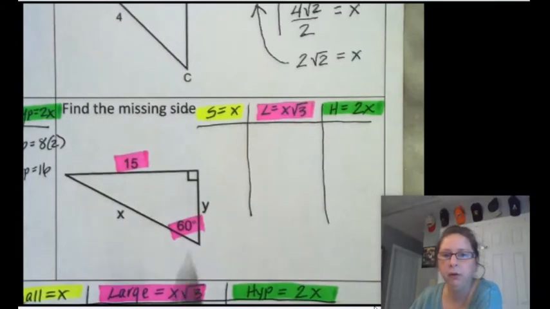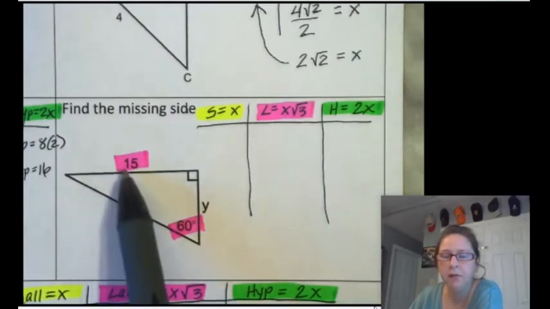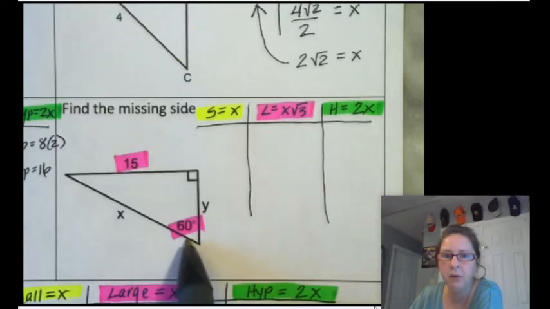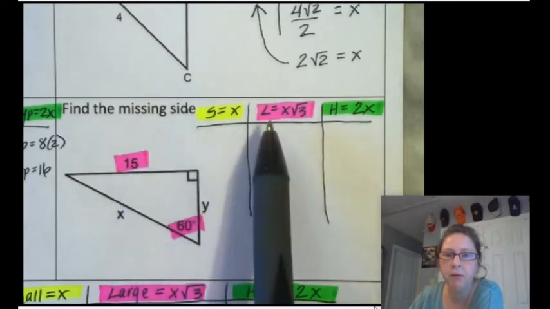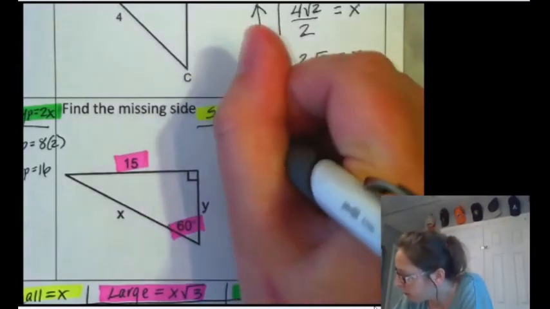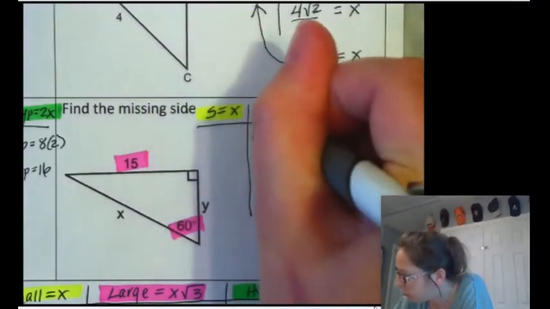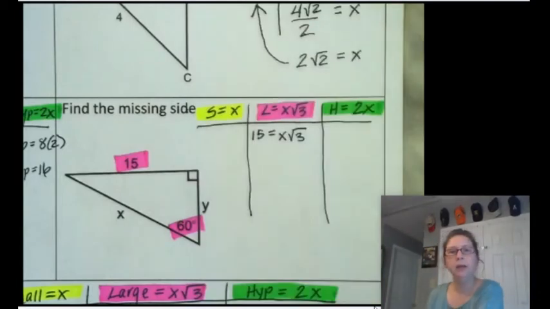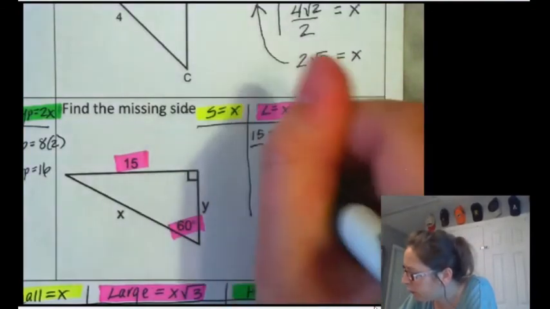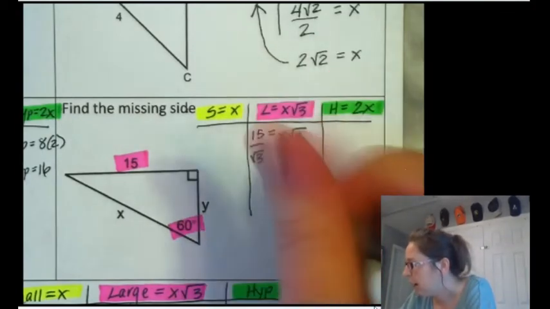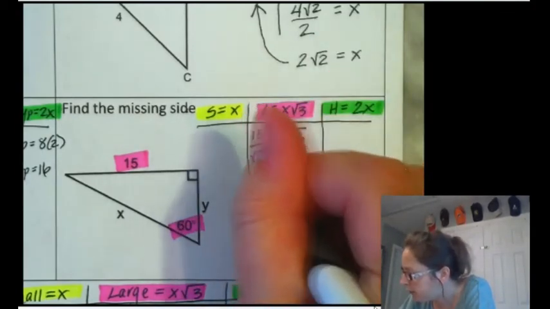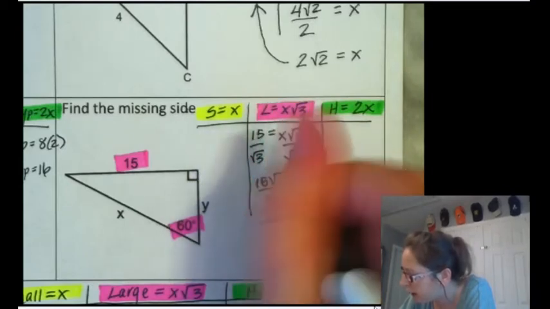In this situation, they gave me the side length of 15, and it is opposite the 60-degree angle. So the large side is 15. So I'm going to put in a 15 for this L. 15 equals x square roots of 3. And now I need to solve for what x is. So divide both sides by the square root of 3 to get the x by itself.